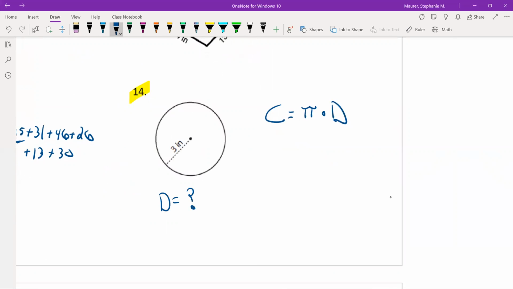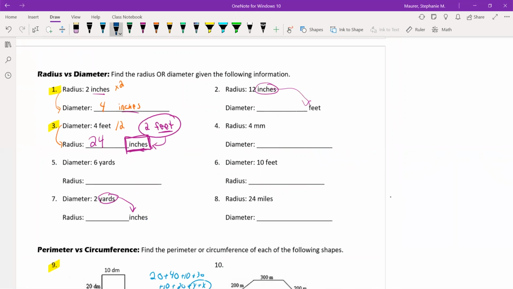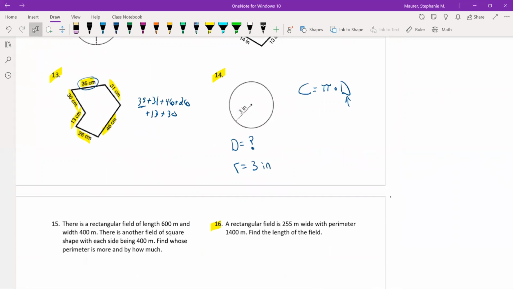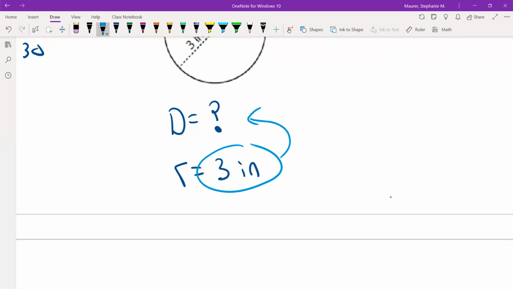So we're left with this question of, well, what is diameter? I need it for this formula. Well, they do give us radius, which is 3 inches. And if you think back to what we did at the beginning of this worksheet, transitioning from radius to diameter, we should be able to figure out diameter. If my radius is 3, that means my diameter must be 6 inches.